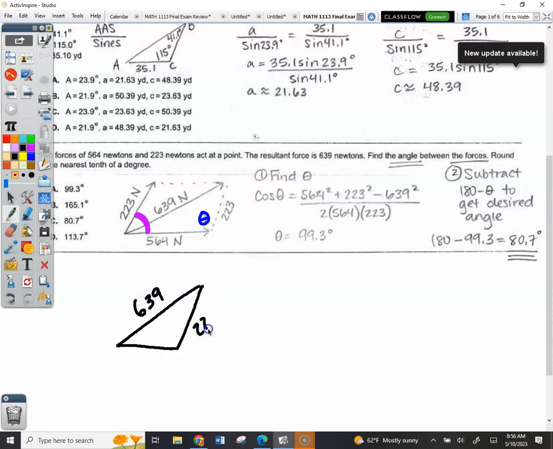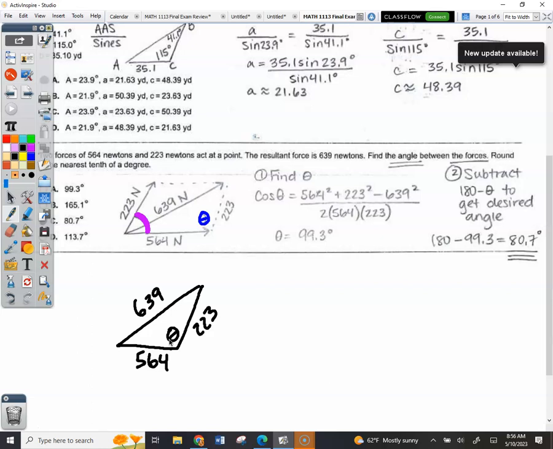639, 223, that's a 3,564, and this is the angle we need. So that's your focus, which means it's a law of cosines problem. So I used law of cosines to find the angle theta, and that gave me this angle in blue, theta, which means I could find the purple arc, the one they asked for, because the same side angles add to 180 in a parallelogram.